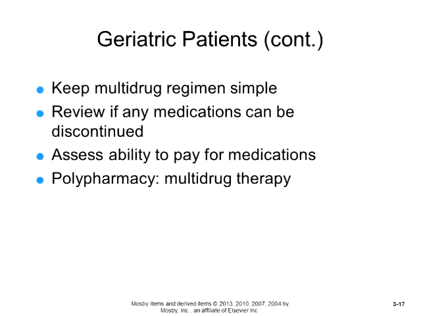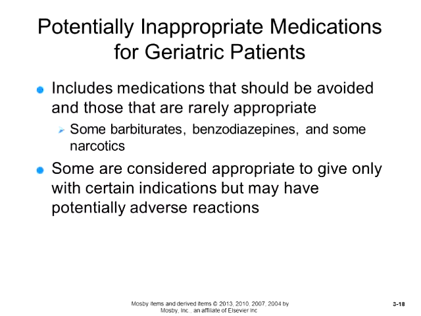Another thing that you want to look at is table 3.4. This is a list of medicines. It's just a partial list of the Beers criteria, which is used to evaluate prescription quality and safety in nursing homes. Since you are in long-term care facilities right now, they do use this. This is potentially inappropriate medications for the elderly. So this includes medications that should be avoided and those that are rarely appropriate.